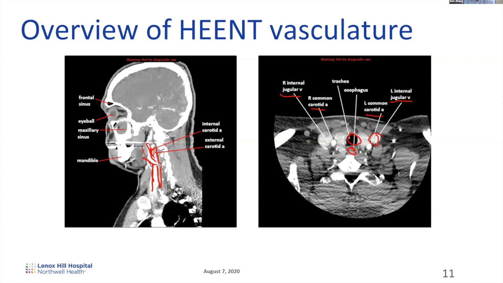But this is all I wanted to get across, the fact that a lot of the face is supplied by the external carotid, things like that.